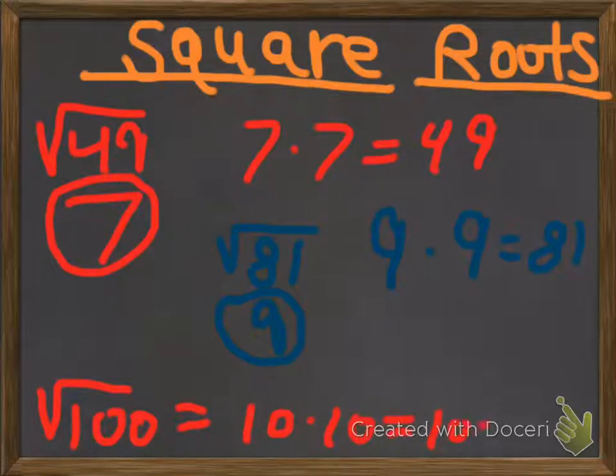Next example is square root of 81. 9 times 9 equals 81. So the solution is 9. Another one is square root of 100 equals 10 times 10 equals 100. The solution would be 10. So you'd have to use your prior knowledge. So two numbers would make the square root.